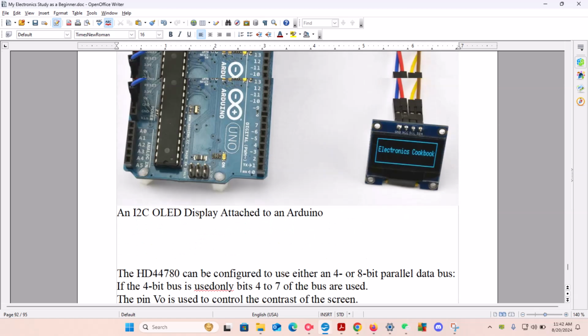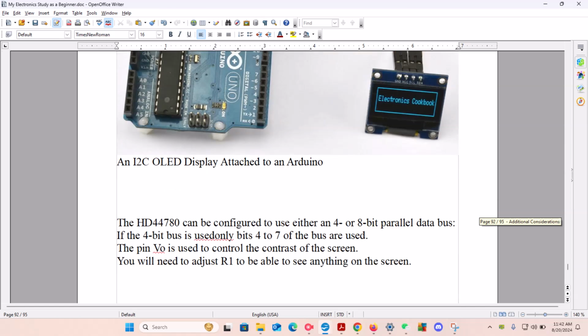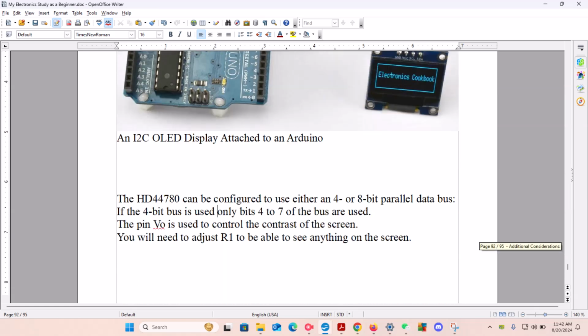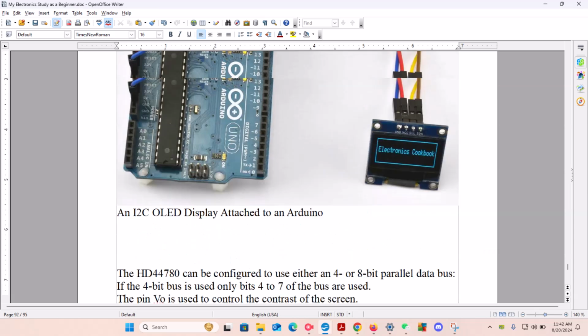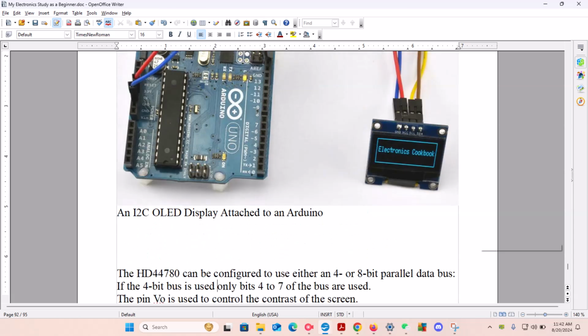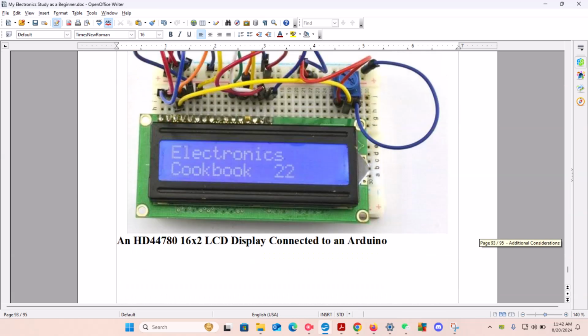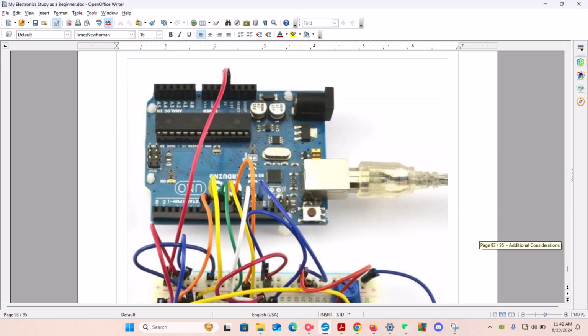So the HD44780 can be configured with either a 4 or 8-bit parallel data bus, which is what you see here. The 4-bit data bus is used only on bits 4 to 7 of the bus. Now the pin V0 is used to control the contrast of the screen. Okay, so each part has its own function. Okay, and you'll need to adjust R1 to be able to see anything on the screen.